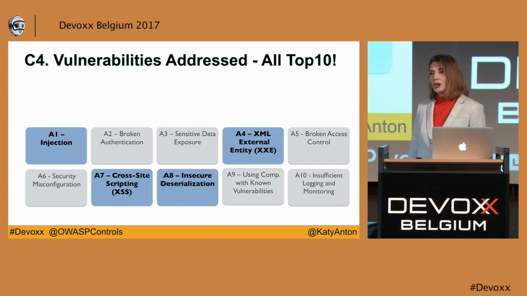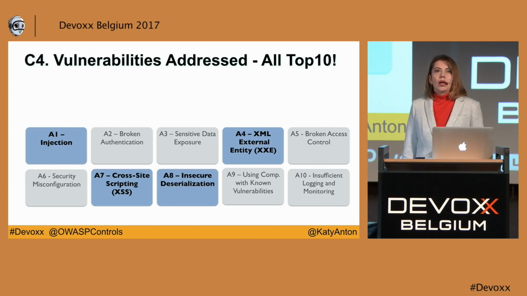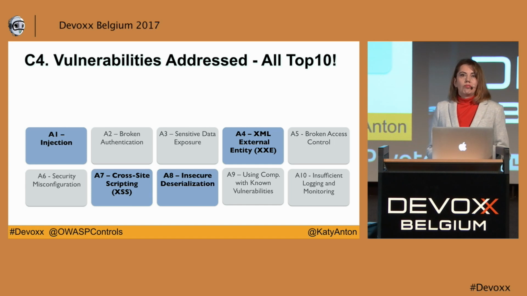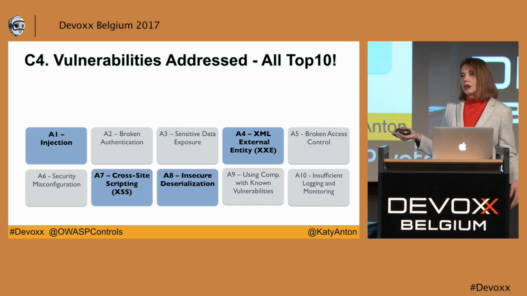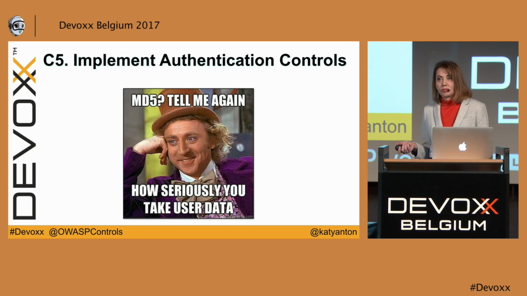Great, so let's see what else we can do. Our website, like many other applications out there, has pages and sections that are available for everybody, and sections that are restricted to certain users. For this, we have control number 5, implement authentication controls.